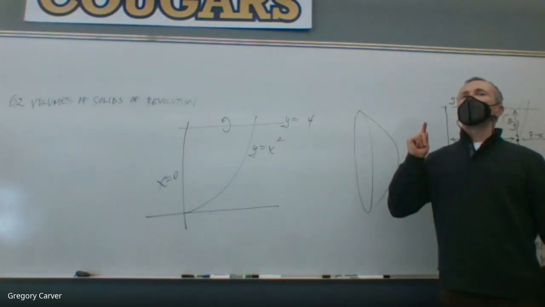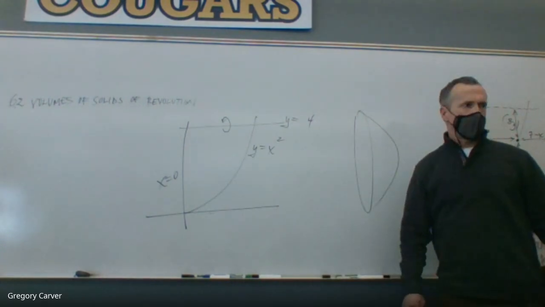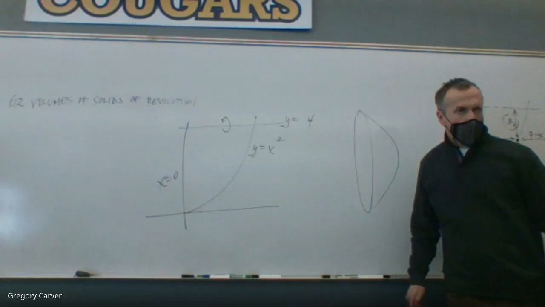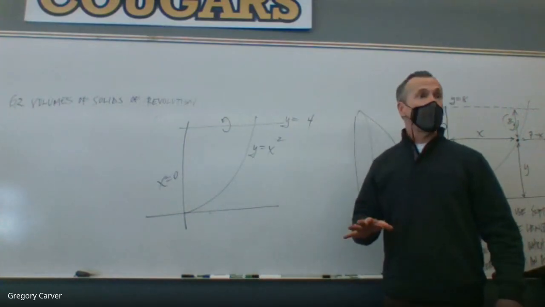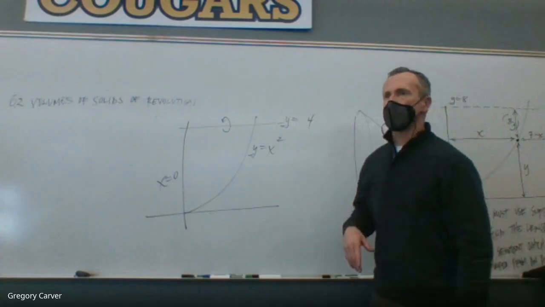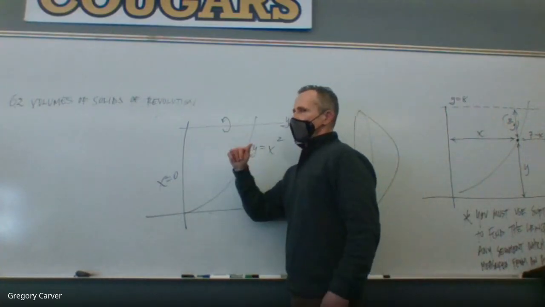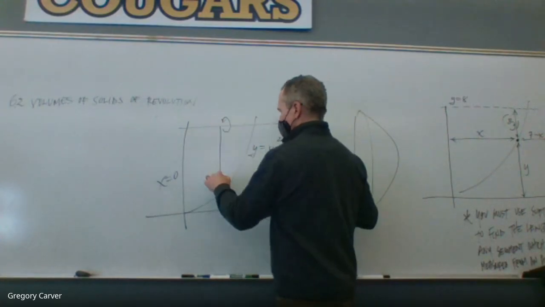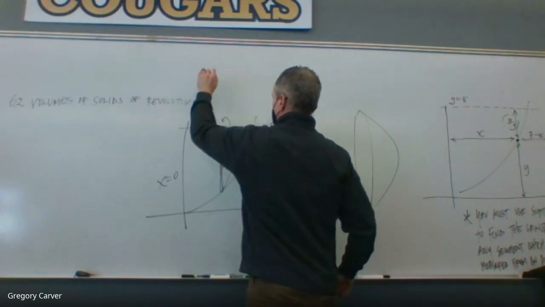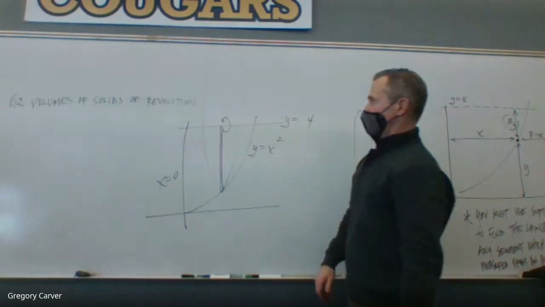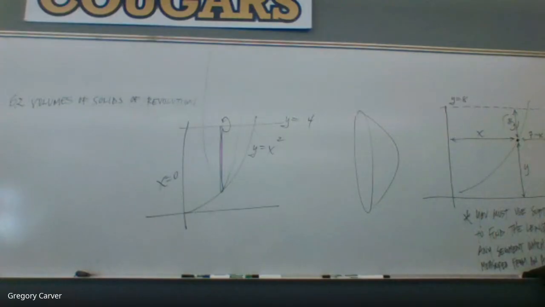Okay. Do I have vertical or horizontal representative rectangles? Beautiful, gonna be vertical. Do you guys agree? That's the only way you're gonna get coins or discs. It's gotta be perpendicular to the axis of revolution. So I'm just gonna draw this in, and that one coin there will be that big. It's the worst drawing ever, but you get the idea.